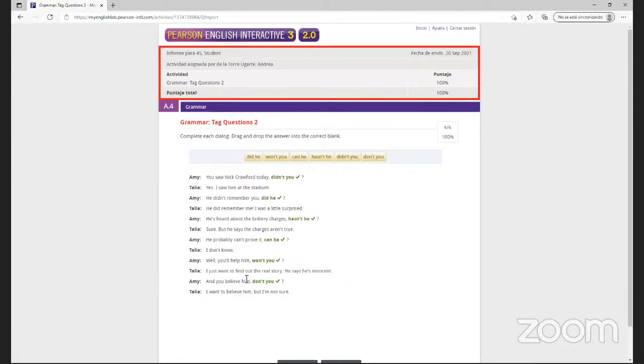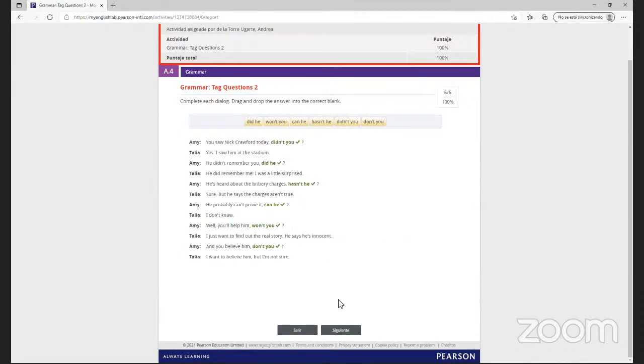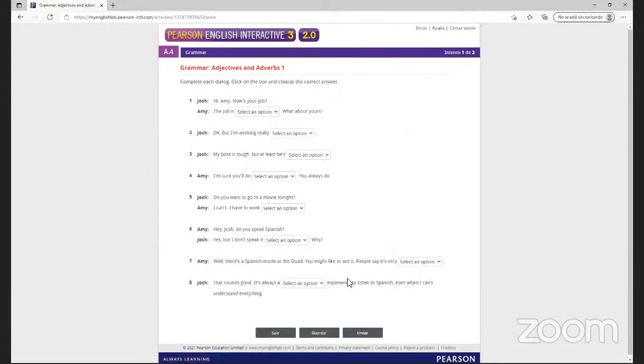Great. So we're going to see those examples in the next exercise: adjectives versus adverbs. So let's put the next one. We're going to try to identify here in the first one. So number one. Hi, Amy. How is your job? The job is good. For example, good is the adjective, right? And well is the adverb. Great. So let's continue.